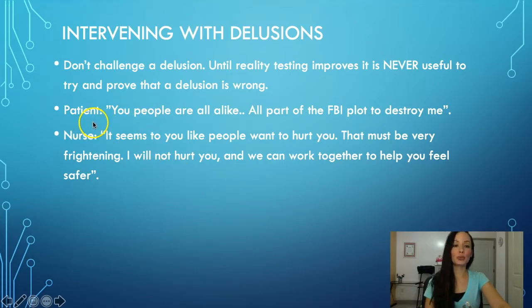So here's an example. Patient: You people are all alike, all part of the FBI plot to destroy me. Nurse: It seems to you like people want to hurt you. That must be very frightening. I will not hurt you, and we can work together to help you feel safer. So according to the textbook, this is considered therapeutic communication. You acknowledge what they feel, right? They feel like people are out to get them. You acknowledge the feeling behind it, and you clarify. You say, I will not hurt you, and you stay with them. And you say, and we can work together to help you feel safer.